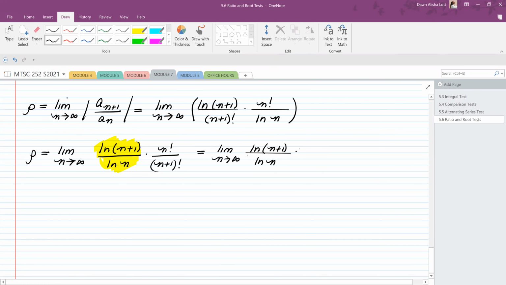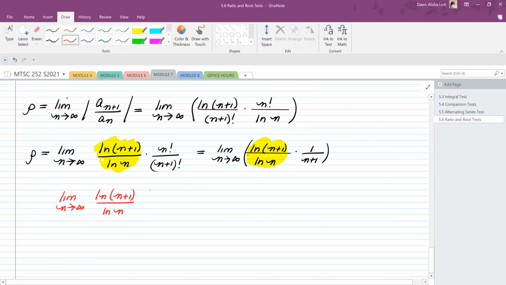And this is going to give me 1 over n plus 1. So I need to figure out what this is doing. I know 1 over n is going to infinity, so I need to figure out what this is doing. Okay, so let's figure that out for a moment. The limit as n approaches infinity of the log of n plus 1 divided by the log of n.